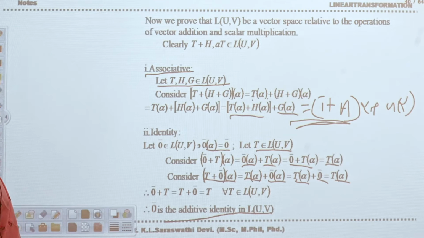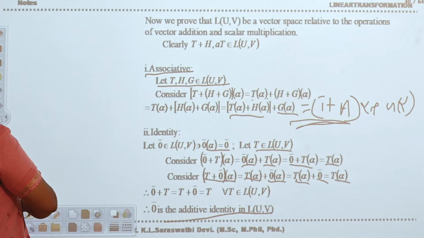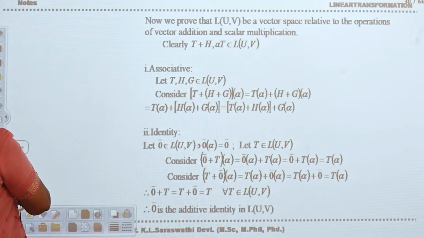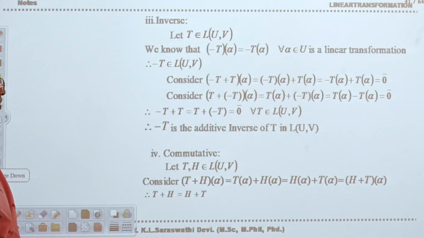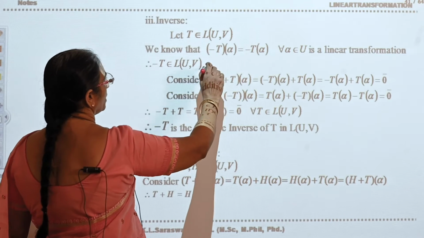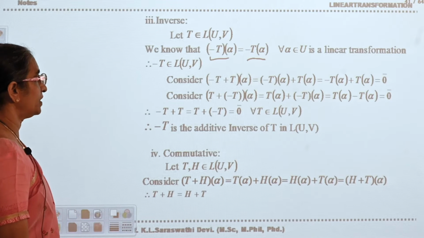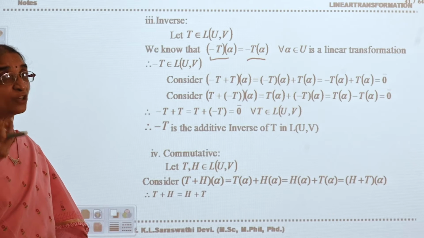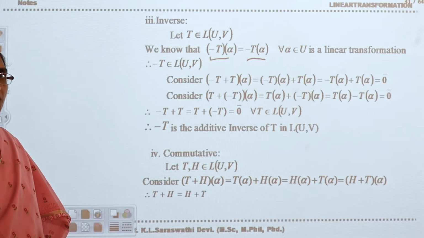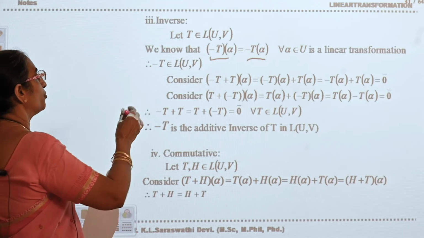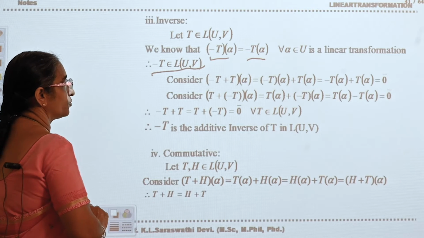Is it okay? Now you are able to show that closure is satisfied, associativity is satisfied, and there exists an additive identity. Similarly, you can also say that there exists an additive inverse. Let T belong to L of UV. Minus T of alpha is a linear transformation. Already we said the negative of a linear transformation is a linear transformation. We proved it in the properties of linear transformations. Therefore, minus T belongs to L of UV.